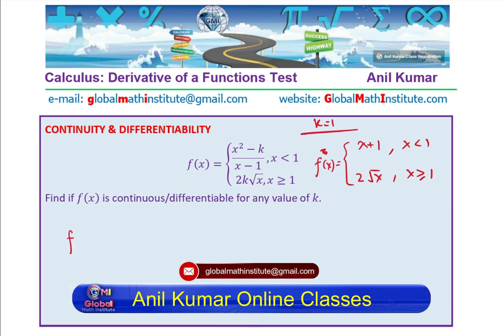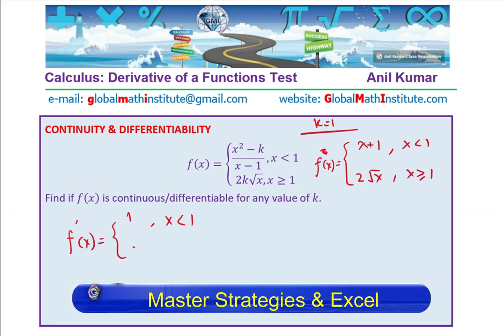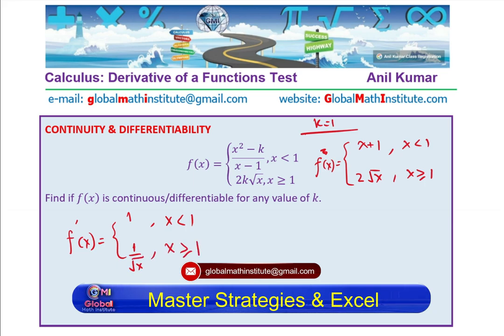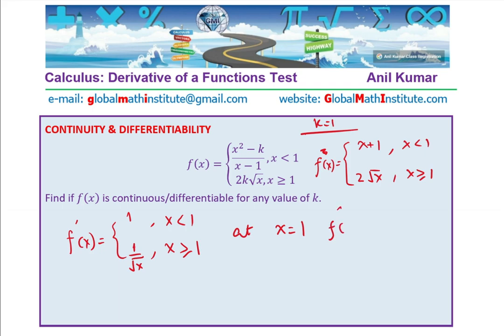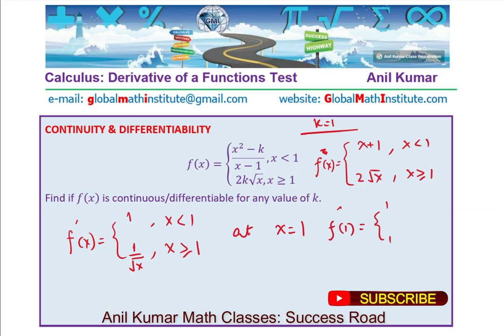Now, if I write the derivative of the function in both the intervals, we get 1 when x is less than 1, and the derivative is 1 over square root of x for x greater than or equal to 1. Now look here. At x equals 1, both are 1. So the derivative at 1 is equal to 1 from both the sides. That means the gradient, the slope of the tangent line on this function, is exactly 1.